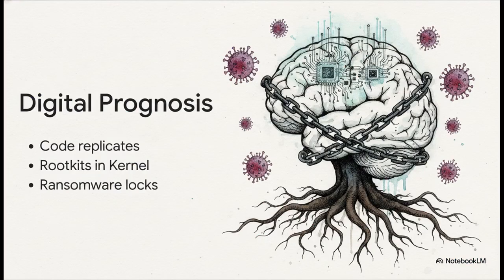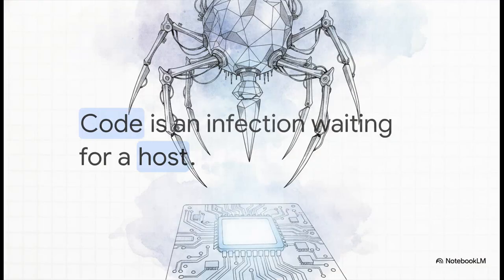Now, what's really interesting here is how perfectly the digital world mirrors these visceral biological realities. Code operates exactly as a replicating digital organism. Rootkits hide deep, deep down in the kernel, much like neurosyphilis, and ransomware locks away memory, perfectly mirroring that tragic cognitive decline. The parallels are just absolute. So code is not just math. It is literally an infection, just waiting for a host.